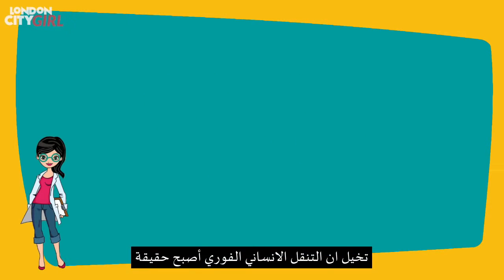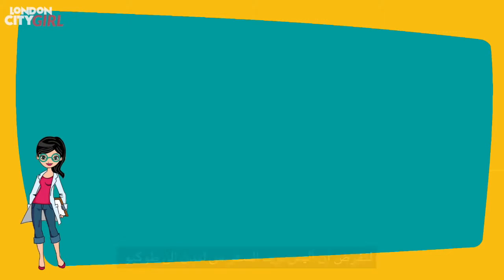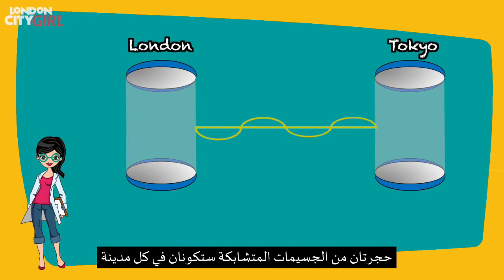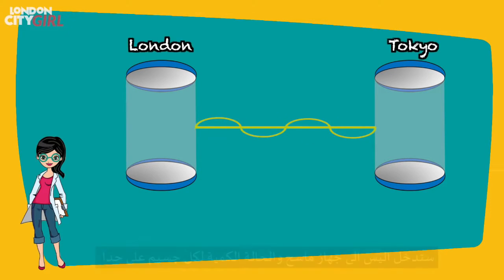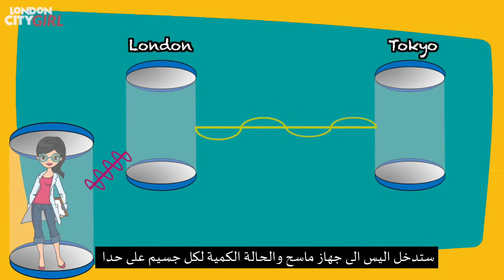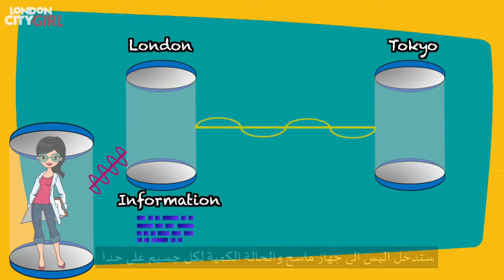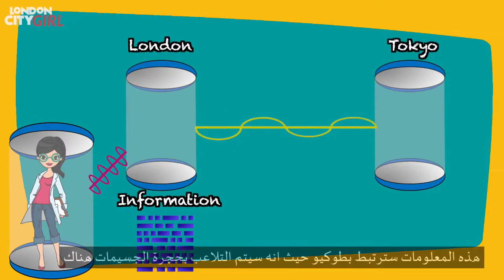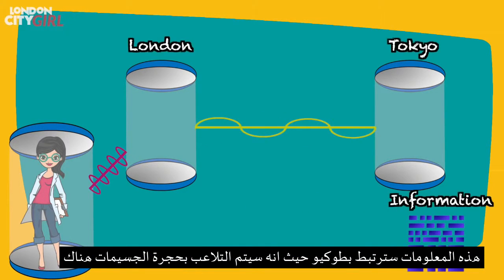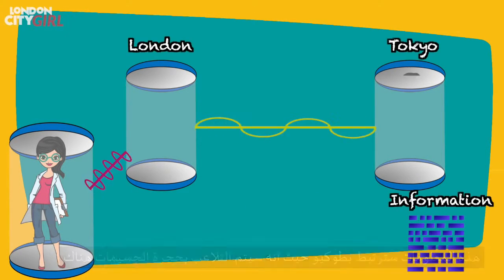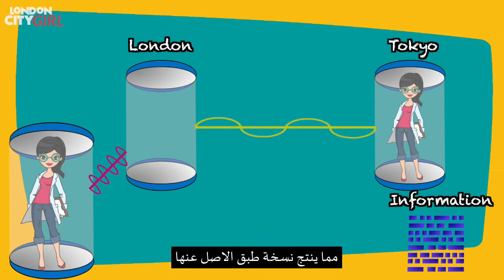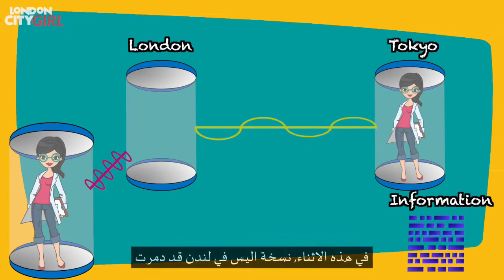Imagine that human quantum teleportation became a reality. Say Alice wants to travel from London to Tokyo. Two chambers of entangled particles would be in each city. Alice would step into a scanning device and the quantum state of each individual particle would be measured in relation to the chamber of particles in London. This information would be relayed to Tokyo, where the chamber of particles would be manipulated to replicate the quantum state of each of Alice's individual particles, creating an exact replica. Meanwhile, the original Alice in London has been destroyed.